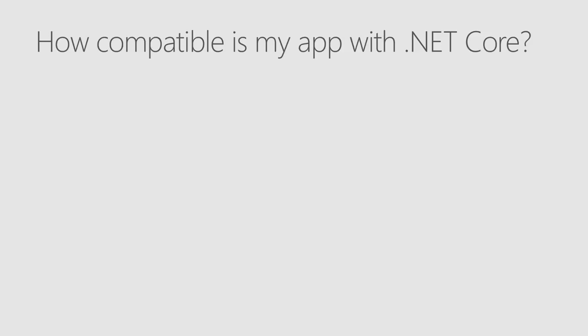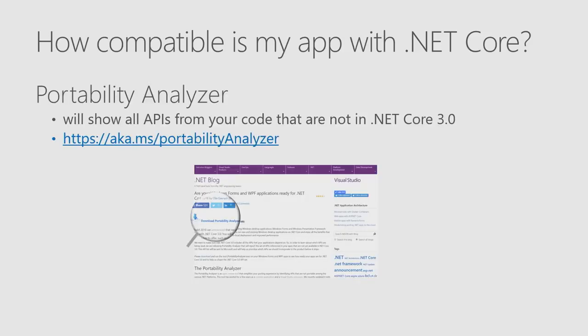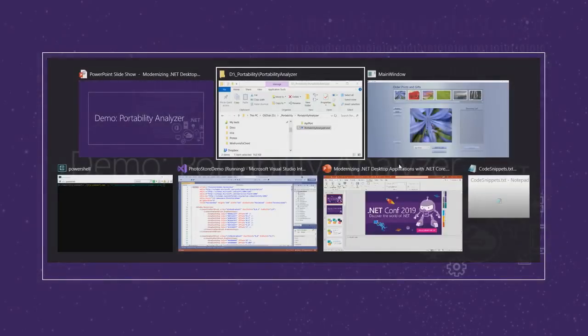Next question that usually comes to mind: how much work is it to port from .NET Framework to .NET Core? Or in other words, how compatible is my app with .NET Core? Well, to find out, use Portability Analyzer. This tool will tell you about all APIs in your code that are not supported with .NET Core 3, if you have any of those. And it will help you find areas that you will need to refactor to be .NET Core compatible. With that, let me go ahead and show you that Portability Analyzer in action.